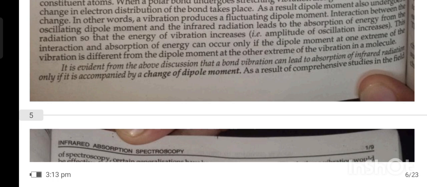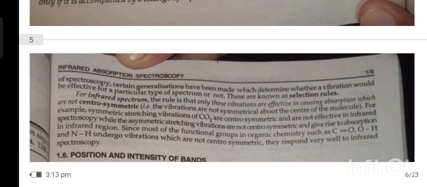As a result of comprehensive study in the field of spectroscopy, certain generalizations have been made which determine whether a vibrational mode will be effective for a particular type of spectrum or not. These are known as selection rules. For infrared spectra, the rule is that only those vibrations are effective in causing absorption which are not centrosymmetric, such that the vibrations are not symmetric about the center of the molecule.